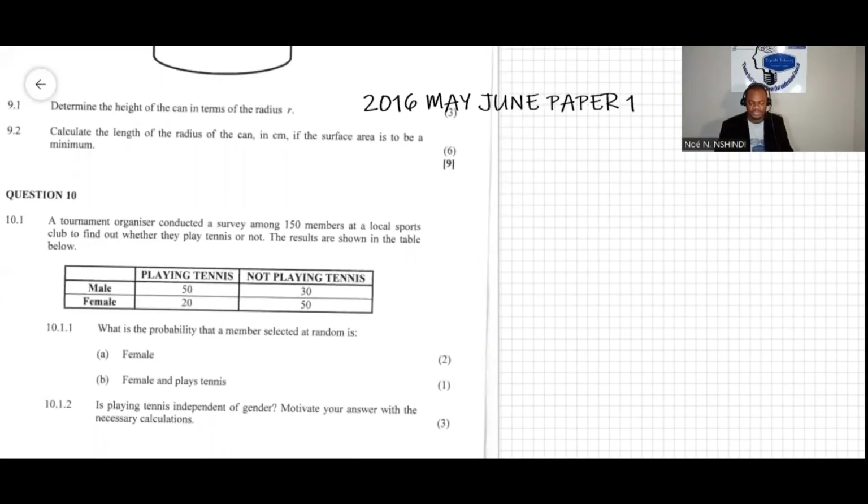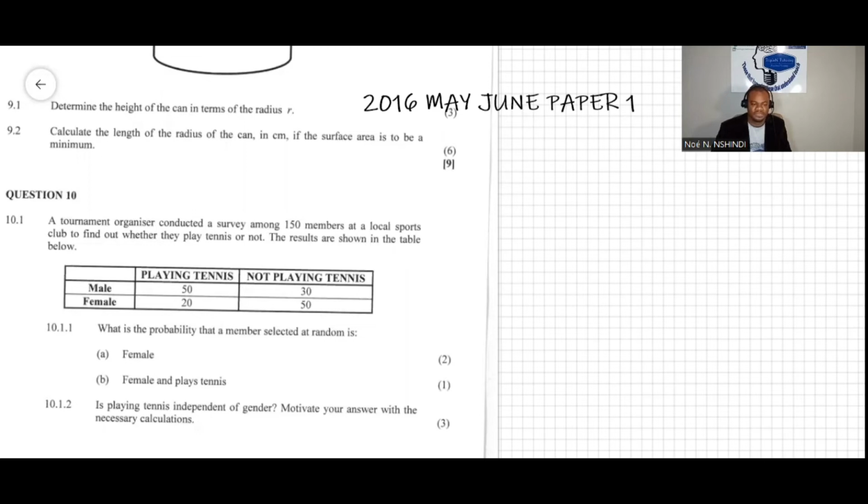Well, we have another question here. Question 10, 10 points. Question 10.1 says a tournament organizer conducted a survey among 150 members at a local sports club to find out whether they play tennis or not. The results are shown in the table below. You can see playing tennis, not playing tennis.